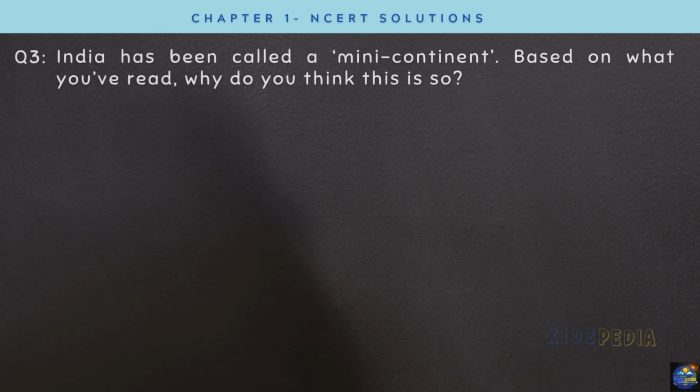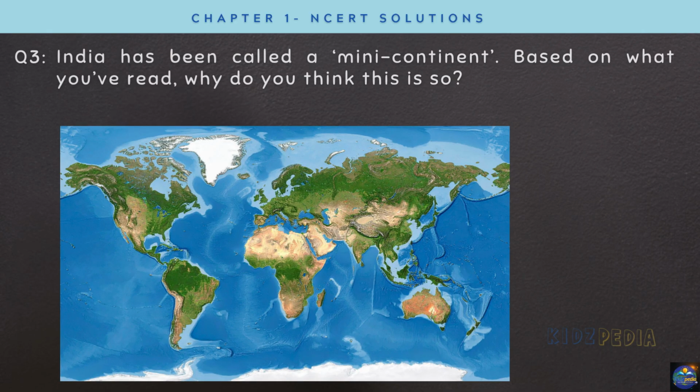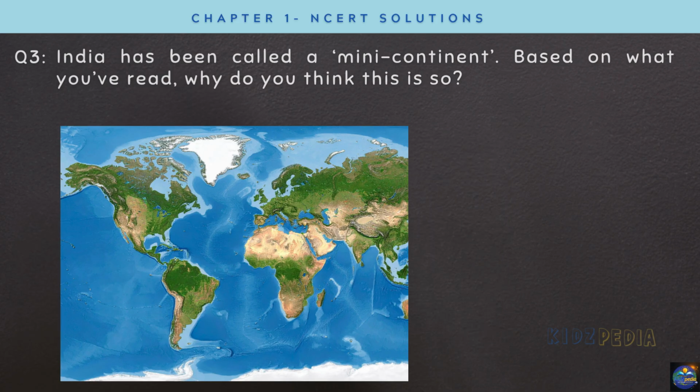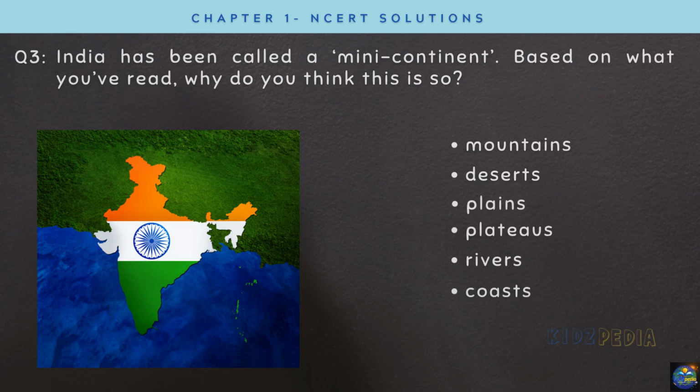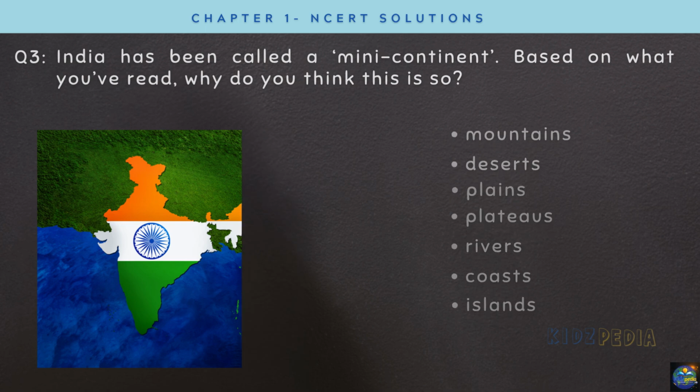Third question. India has been called a mini continent. Based on what you have read, why do you think this is so? Now think about what a continent is. A continent is a very large land mass with different types of landforms, climates and ecosystems. India is not as big as a continent, but it has mountains, deserts, plains, plateaus, rivers, all in one country. So, you need to explain how these diverse features make India like a small version of a continent.